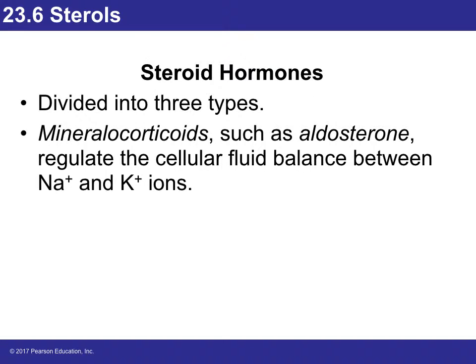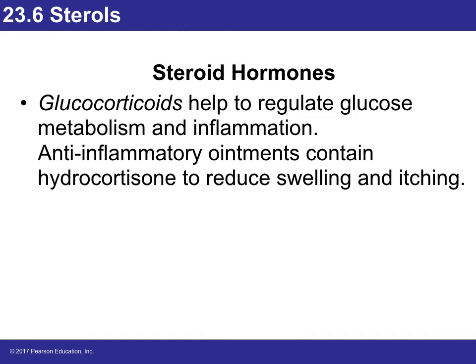And finally, just take a closer look at steroid hormones. Three types: mineralocorticoids, such as aldosterone, very important for the balance between sodium and potassium ions; and steroid hormones such as glucocorticoids, to help to regulate glucose metabolism as well as inflammation. Most anti-inflammatory ointments contain hydrocortisone to reduce swelling and itching, which are some examples.